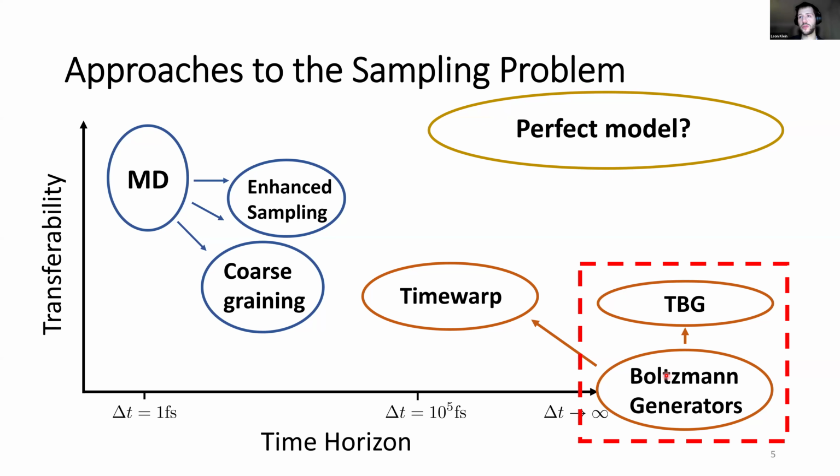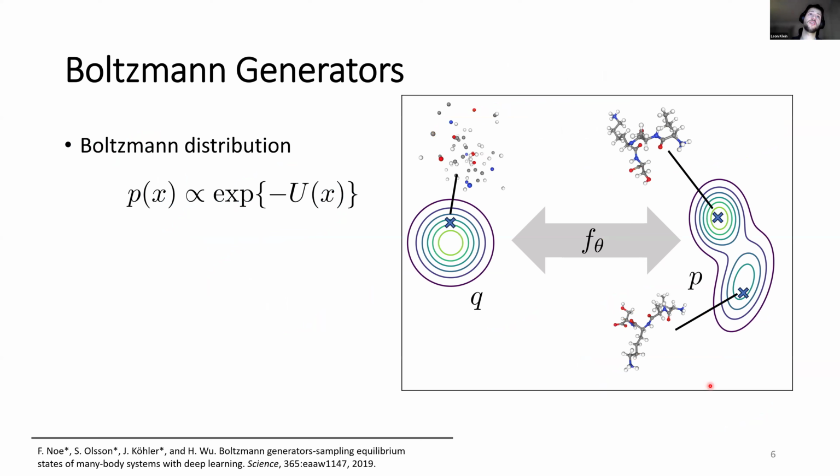Okay, so now what is a Boltzmann generator? The idea of a Boltzmann generator is to sample from this Boltzmann distribution. A Boltzmann generator does this by learning a transformation, f theta, between a simple prior distribution, usually a multivariate Gaussian distribution. So all the atom positions are randomly distributed according to Gaussians.